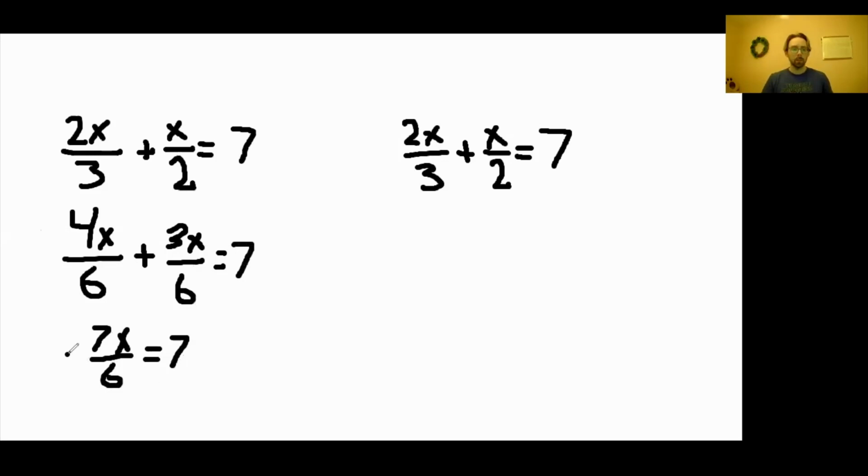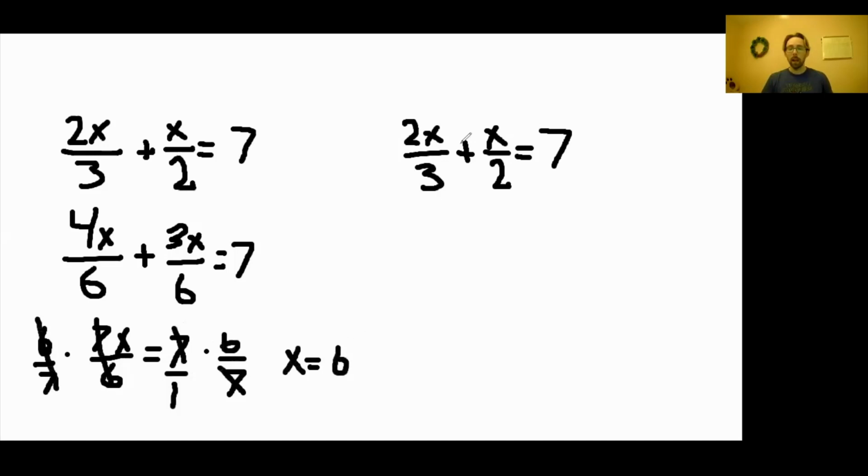Now all we need to do to solve this is eliminate the fraction that's attached to the x. We're going to do that by multiplying both sides by 6 over 7. And that's going to eliminate the fraction on this side. We're going to change this 7 to 7 over 1, which means that's going to eliminate the 7, which leaves us with x equals 6.